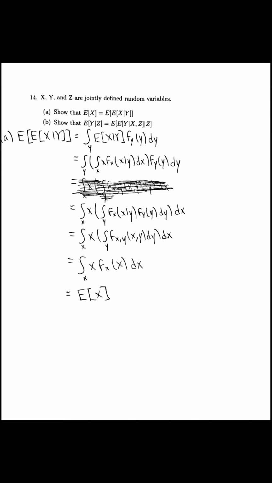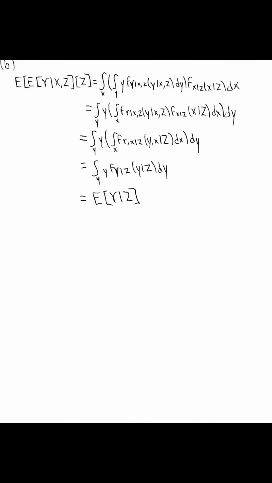Now for part B, it said show that the expected value of y conditioned on z is equal to the expected value of the expected value of y conditioned on x and z, conditioned on z. Now to start this messy formula, we're going to use our laws of conditional expectation to get the integral over all x's times the integral over all y's with y times the marginal of y conditioned on x and z, dy, times the marginal of x conditioned on z, dx.